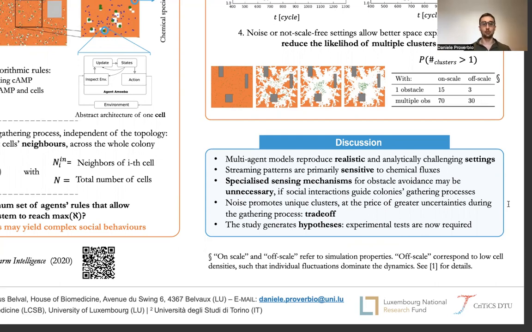In particular, we speculate that specialized sensing mechanisms for obstacle avoidance might be absolutely unnecessary, which could explain why for many organisms, including Dictyostelium, they have not been observed in vivo. And finally, we assessed the noise role in promoting unique clusters, of course, at the price of greater uncertainties during the gathering process. Therefore, speculating about those evolutionary trade-offs.